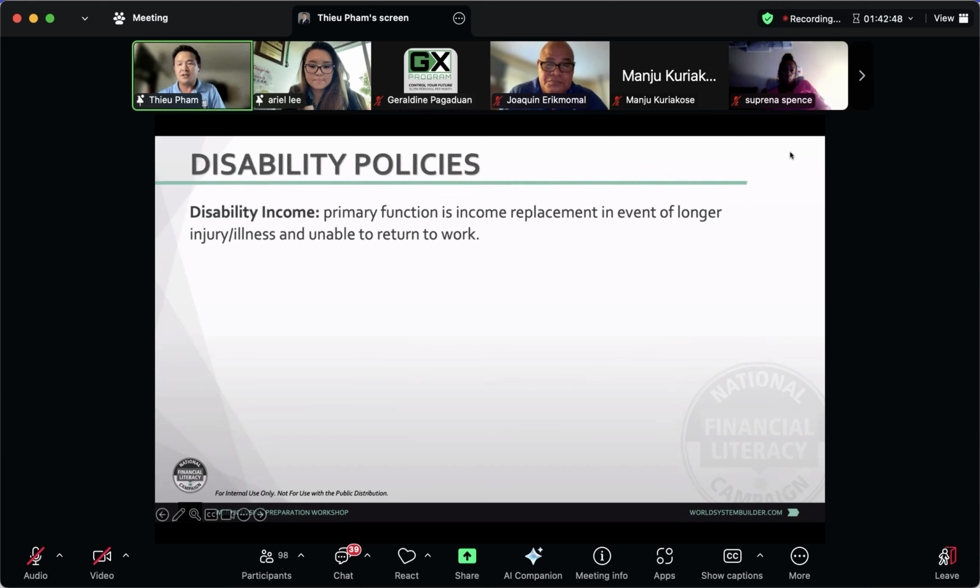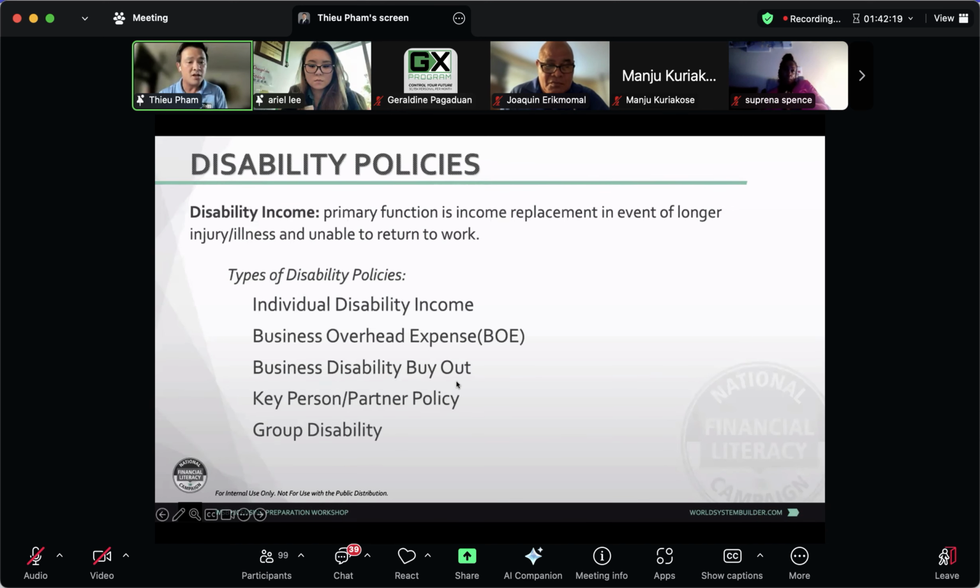Disability income, the primary function is income replacement in the event of injury or illness, when you are unable to return to work. So this is not the same thing as long-term care, because this could be short-term, right? You might hurt your hand, you can't work, but you can still do other daily activity. So in this case, some people would buy a disability income insurance so that if they cannot work, there's income coming in to replace that income for a short period of time. Okay, usually 1 year.